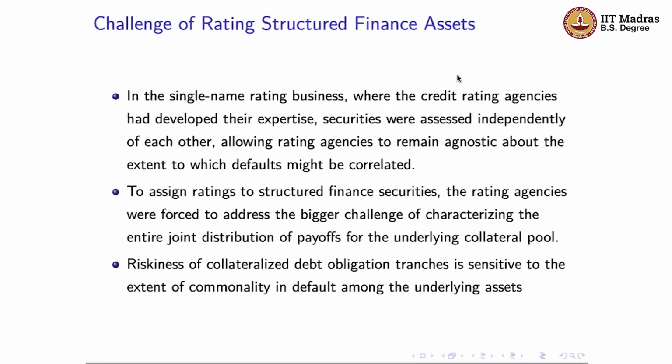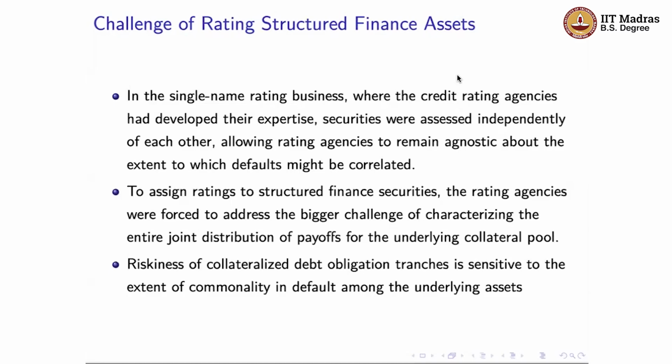When you had this single-name rating business, where you were just thinking about bonds put out by a company, you did not really need to take into account the joint probability of default of different assets. The rating agencies did not need to consider the extent to which defaults might be correlated across the different things they were rating. However, as we have discussed, when it comes to structured finance securities, it's very important to figure out the correlation of default across different securities.